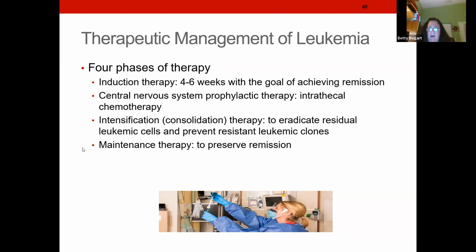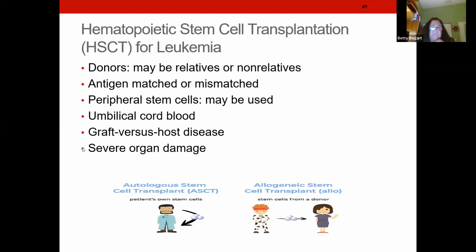And then from there on, what we're going to do is do chemotherapy just to make sure we got all the cells, and then we put them on a maintenance. So that first 4 to 6 weeks, you want them almost to be in remission. These kids do have a lot of side effects from that. Now, sometimes we can do a hematopoietic stem cell transplantation on these children, and it does help the body make the white cells that they should, right?